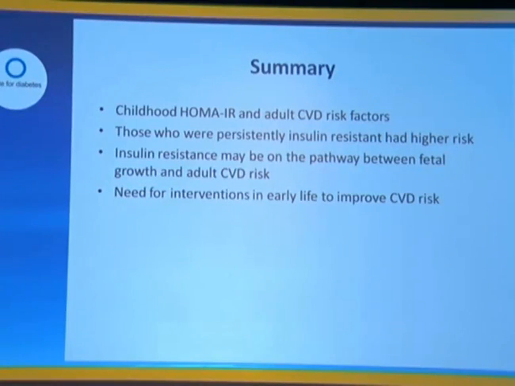Summary up to now: childhood HOMA-IR and adult cardiovascular risk factors are related. Those who are persistently insulin resistant had higher risk. Insulin resistance may be on the pathway between fetal growth and adult cardiovascular risk, and there is a need for interventions in early life to improve the cardiovascular risk.